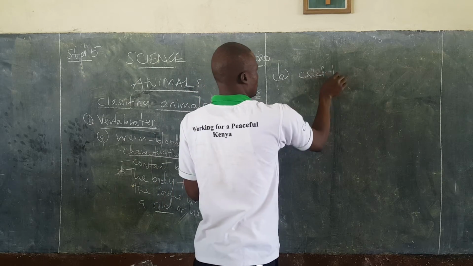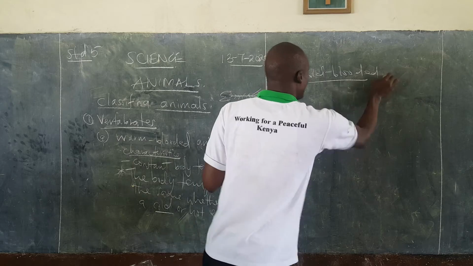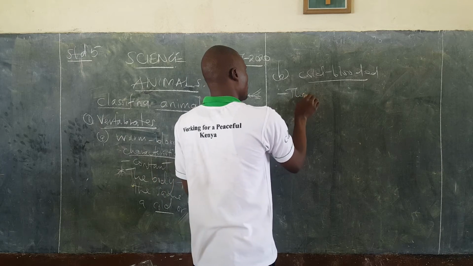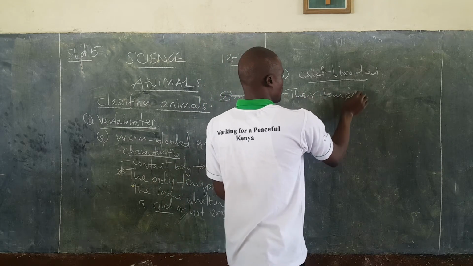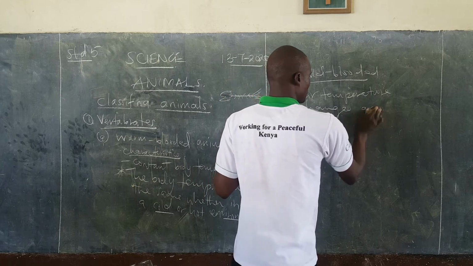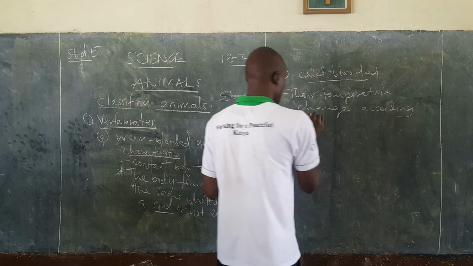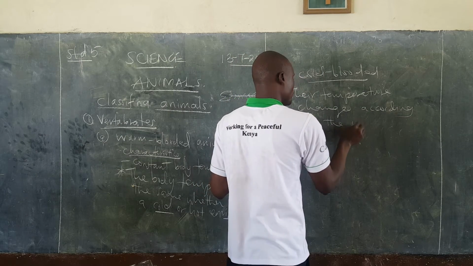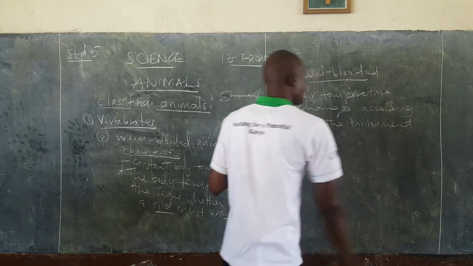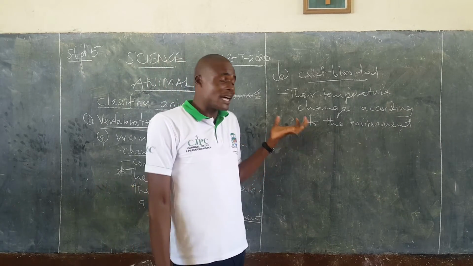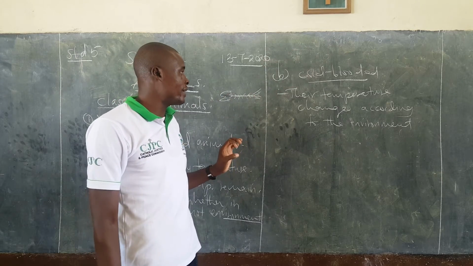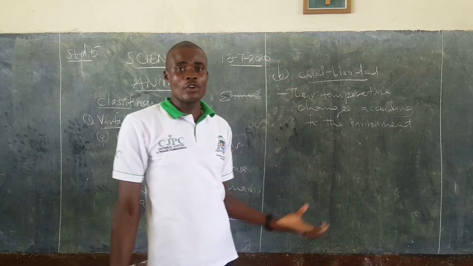cold-blooded. The cold-blooded animals will change. These ones change their temperature. Their temperature changes according to the environment, to the immediate environment. That is very important. You're going to learn this under characters of this certain animal, and also know that once you say that an animal is cold-blooded, you must know that its temperature can change according to the environment.